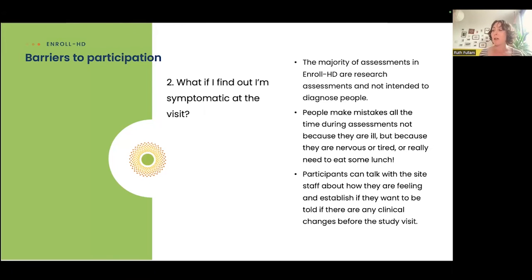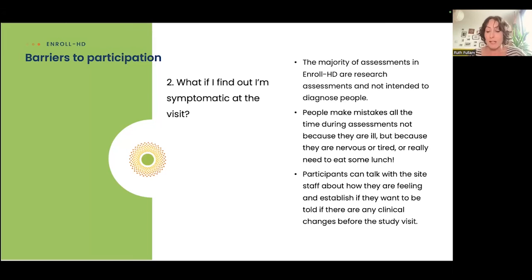And actually, when people come to sites, if they're hyper aware that they're making mistakes and things are going wrong, again, people just shouldn't worry about this, because I've worked in HD clinics myself, and I know that people make mistakes all the time because they're a little bit nervous, or they're tired, or they're hungry, they just need to eat some lunch. People make mistakes, everybody makes mistakes, and you shouldn't get worried that too much is going to be read into that.